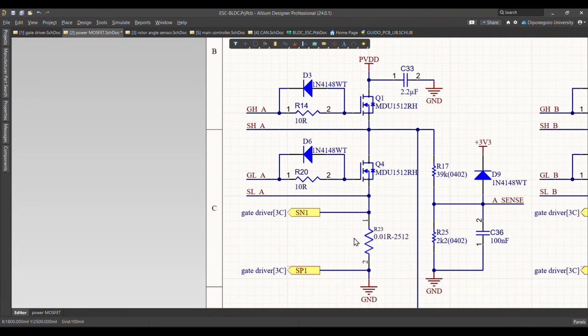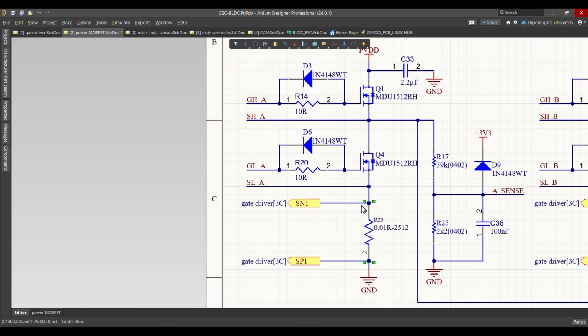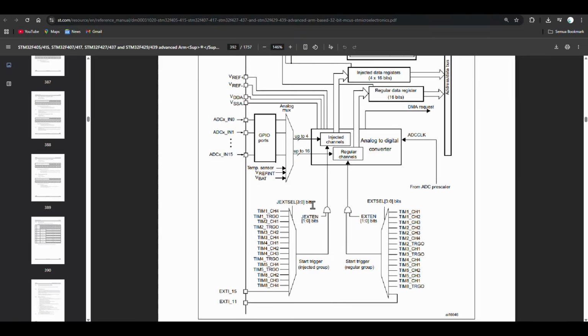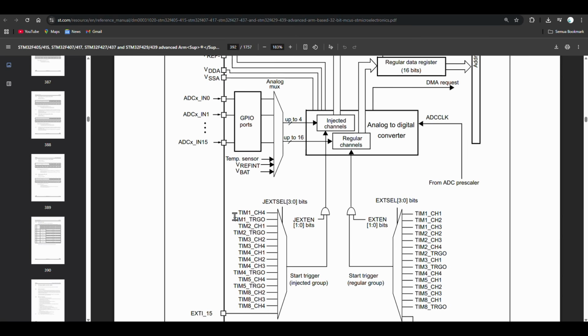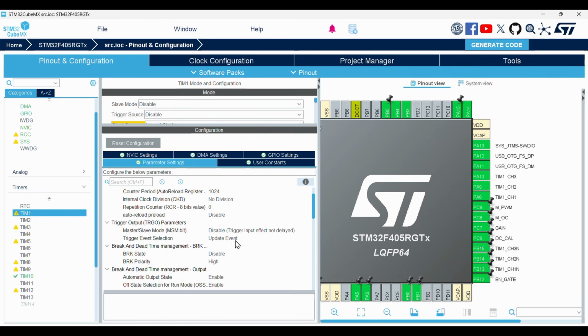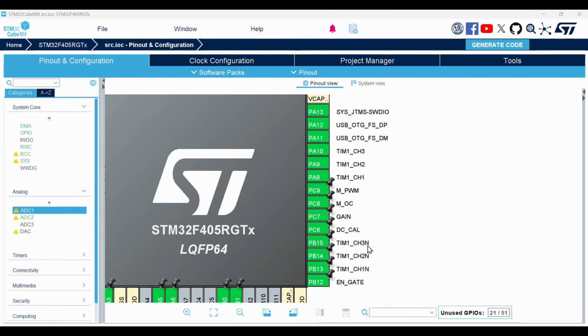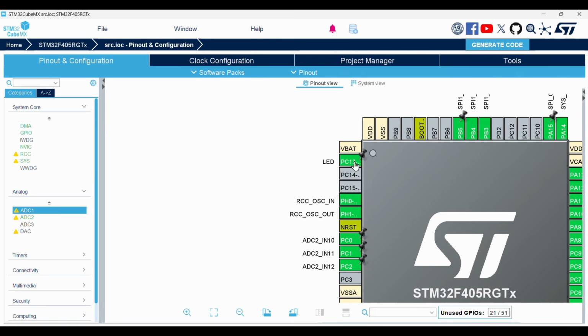Since the method used is low-side current sensing, current readings are only valid when the low-side MOSFET is in the on state. Therefore, ADC readings need to be synchronized with PWM switching. STM32 supports this with the ADC trigger feature from the timer. Here, I use the update event as the ADC trigger. I also adjusted the I/O configuration for DRV8302, as well as the LED pin on PC13.